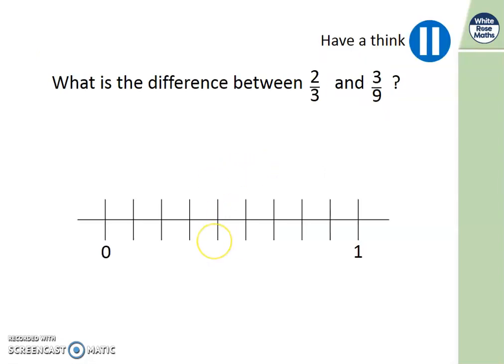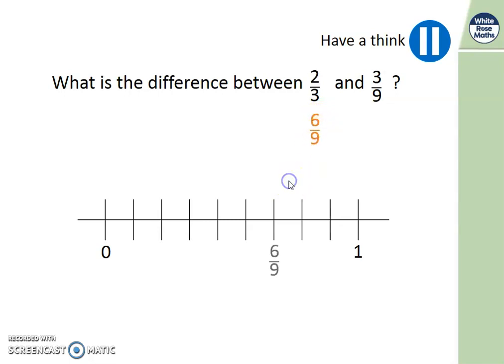Pause the video and have a go at this one. Let's see how you did. We're still finding the difference, and this time our number line is split into 9 pieces because we're working with ninths. 2/3 we'll need to convert into ninths. We would multiply by 3 to get into ninths, so we do 2 times by 3, which is 6/9.